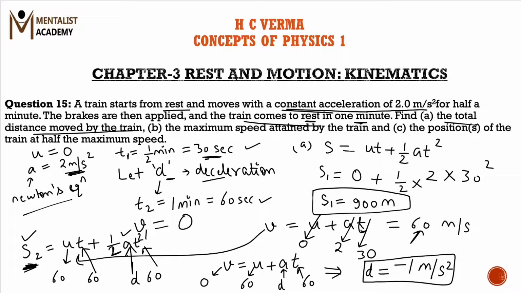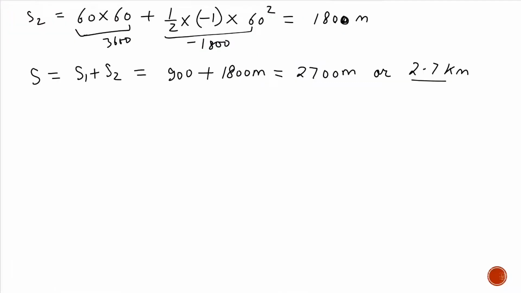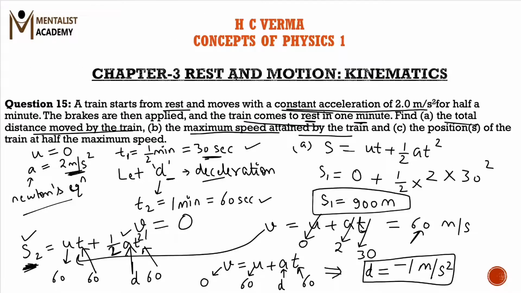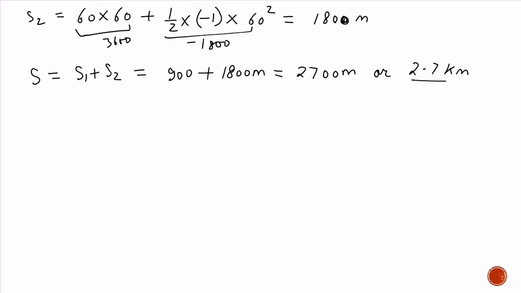Now in the B part, it is asking the maximum speed attained by the train. So when is the maximum speed attained? Maximum speed is attained just at the point when the train starts decelerating. When the train starts decelerating, the velocity was 60 meter per second. So this will be the maximum velocity which the train achieves. Therefore, in the B part, V maximum would be equal to 60 meter per second.